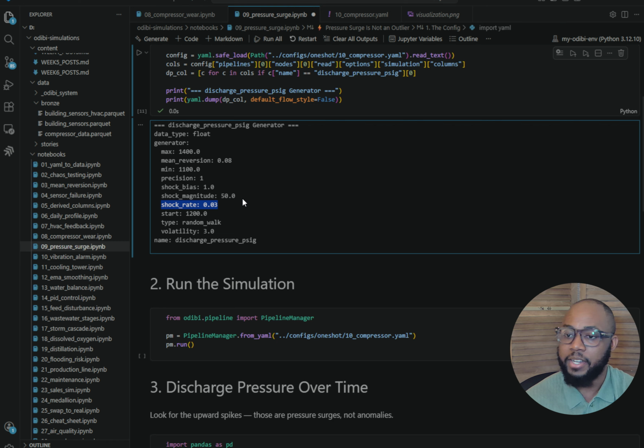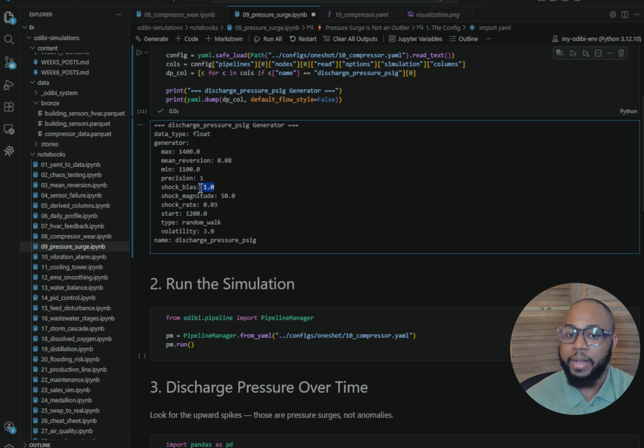The shock magnitude we set to 50, and that means that each spike that we see can go up to 50 psi above the current value. So you'll see discharge pressure jump from 1200 to 1250 and then come back down.